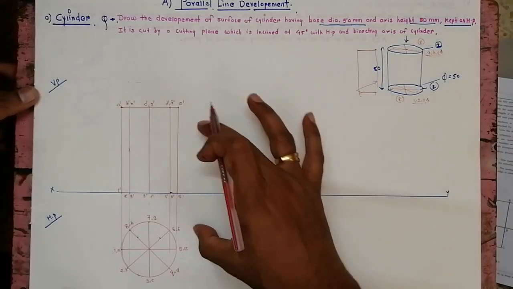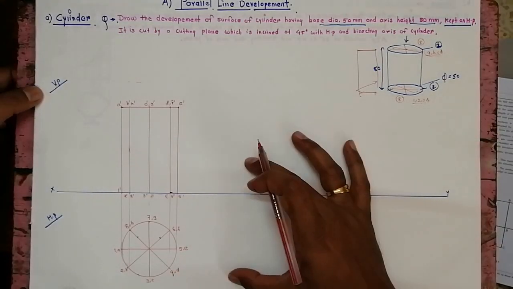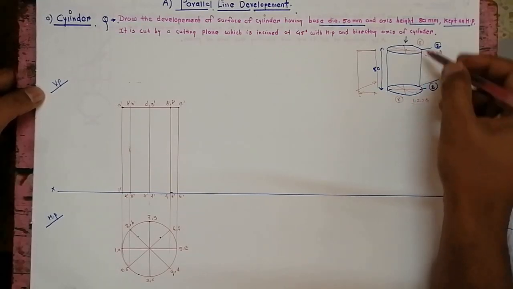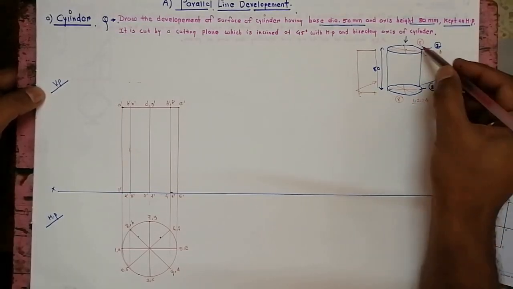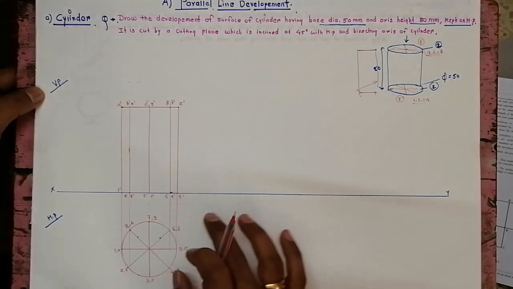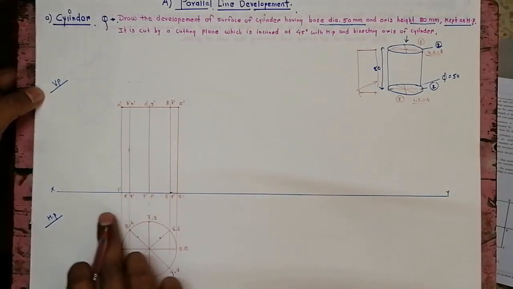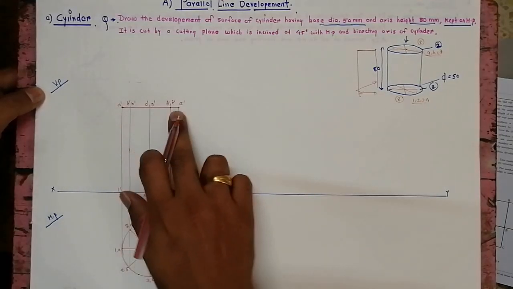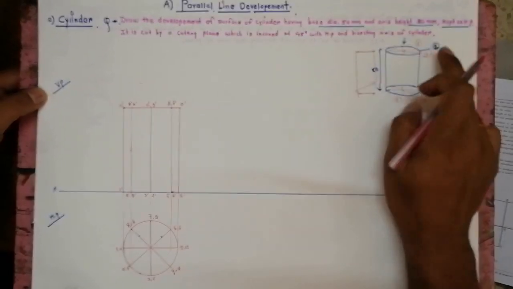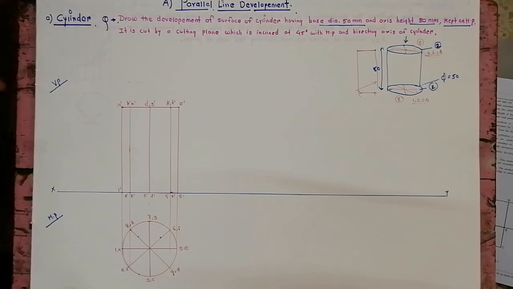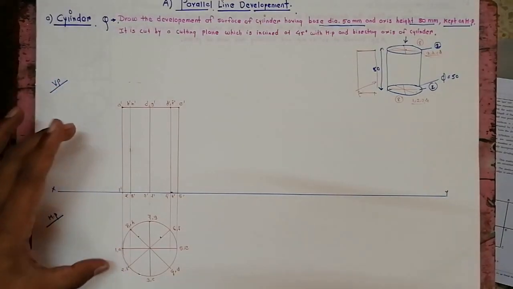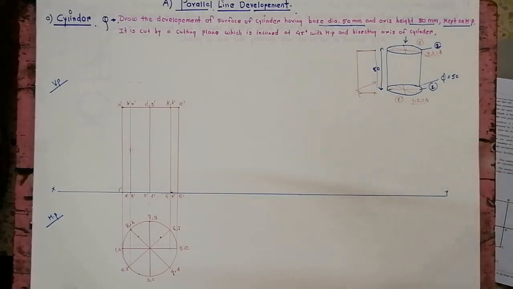Okay, so you have to be very careful while giving the nomenclature. Since it is a cylinder, we have to give the nomenclature twice, because there are two circles. The bottom horizontal line represents the bottom base circle, and the top horizontal line represents the upper top circle. Now once the front view and top view are drawn, we'll first construct its basic development.